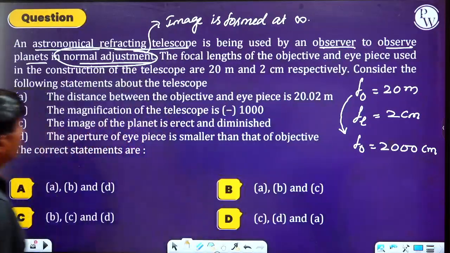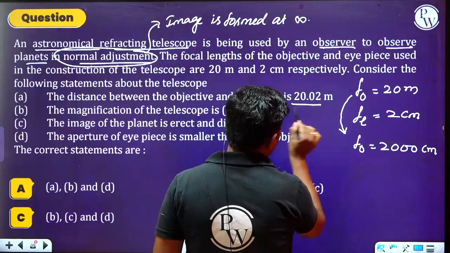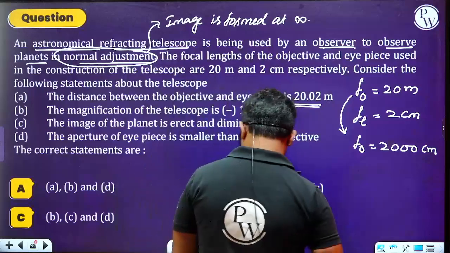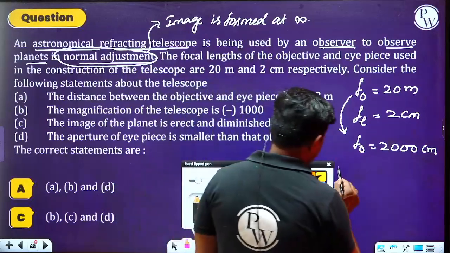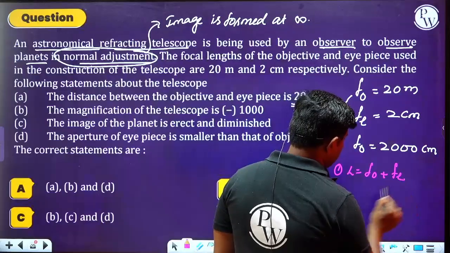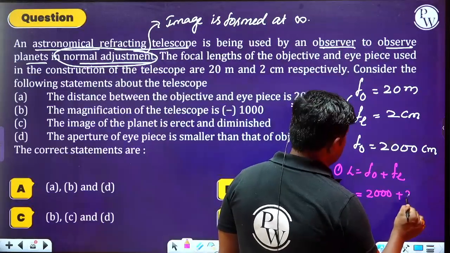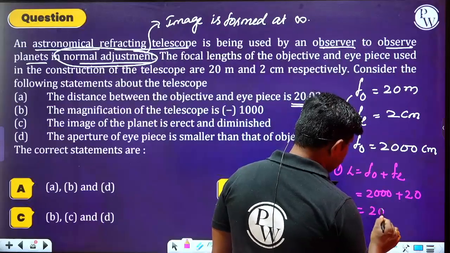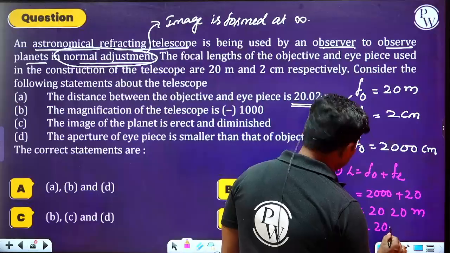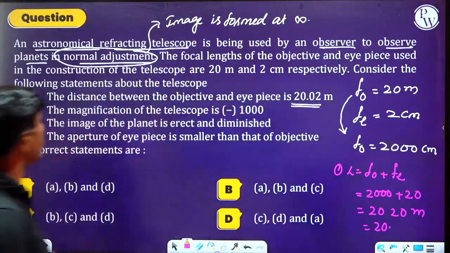Now observe this. The distance between the objective and the eyepiece is 20.02 meter. They have given this. First calculate the distance. L is equal to fo plus fe. What is the fo value here? We can say 2000 plus fe is 2, which is 2002 centimeter, that means 20.02 meter.